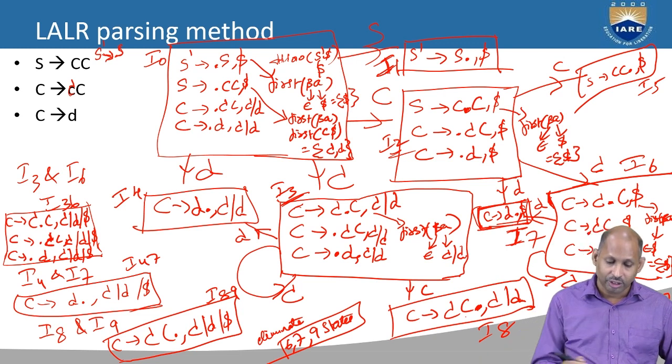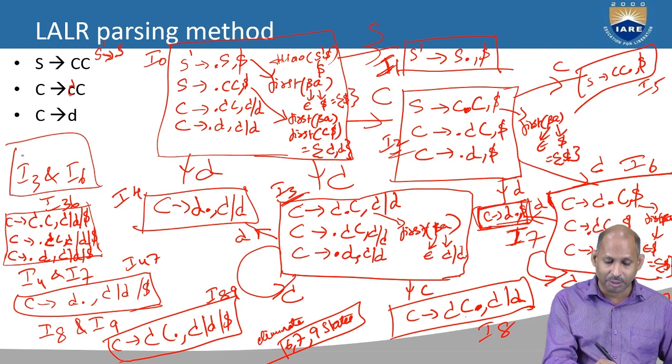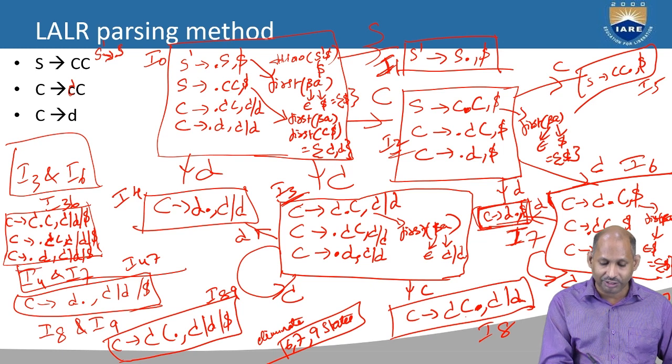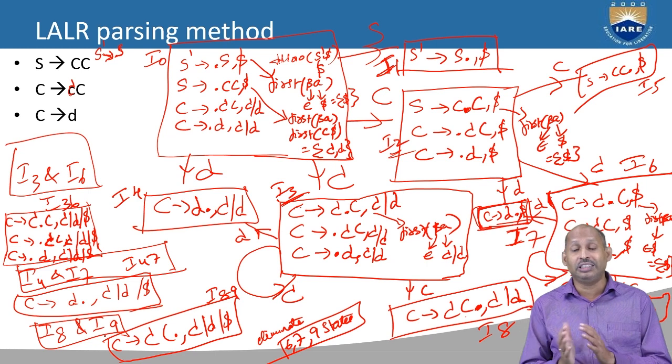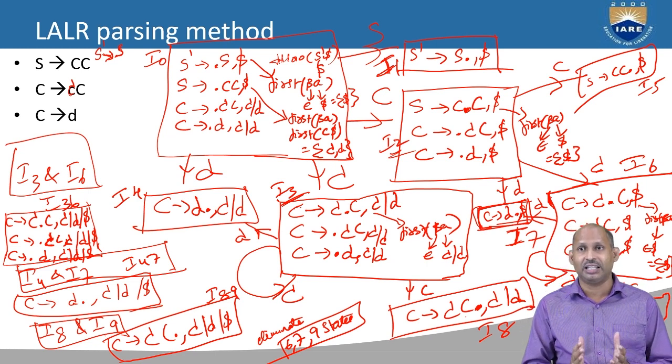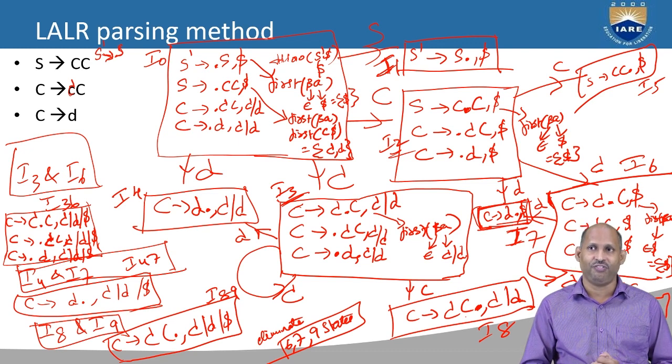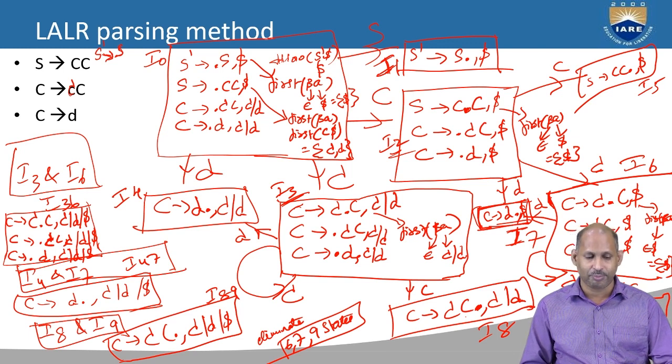Right? So here I3 and I6 we combined. I4 and I7 we combined. I8 and I9 we combined. Because these sets have the same productions but the lookahead symbols are different. Because of the same productions, we combine them and take the union of the lookahead symbols. Right? This results in fewer states.